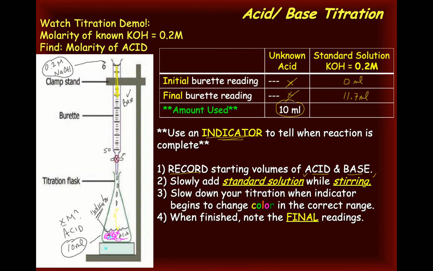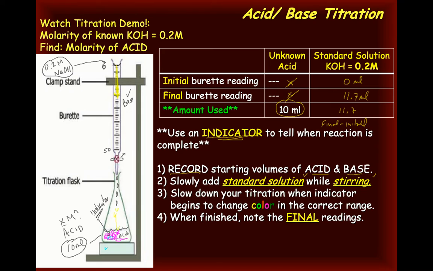I always take my final minus my initial. And that's how much. So it's the final volume here minus my initial. So the final minus initial is going to be 11.7. Now be careful, because you don't always have to start at 0. You can start at any of the burette readings. Now, once that's done, I'm finished.